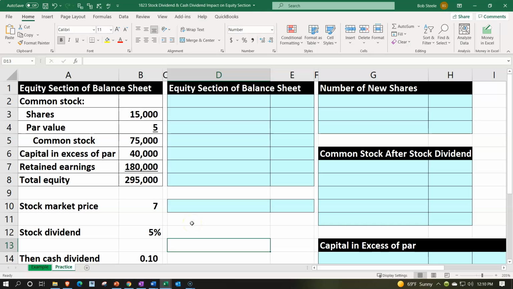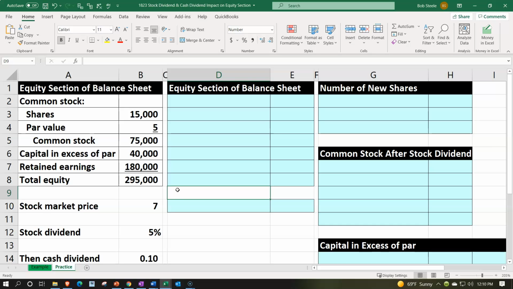If you have access to the Excel worksheet and would like to follow along, note that we're in the practice tab as opposed to the example tab, the example tab, in essence, being an answer key. Information on the left-hand side, we're going to populate into the blue area on the right-hand side. We're focusing in on the equity section and the impact of both stock dividends and cash dividends on it.